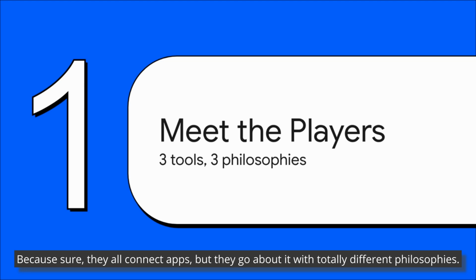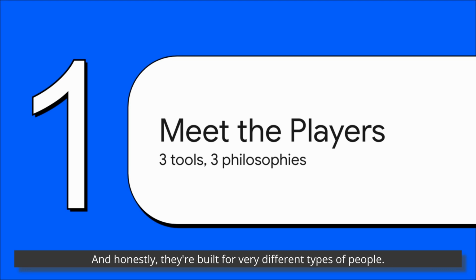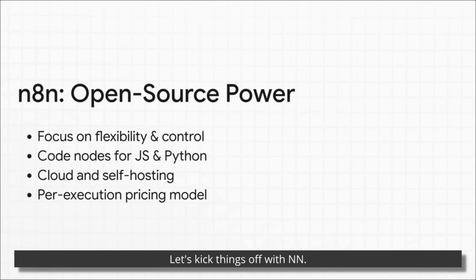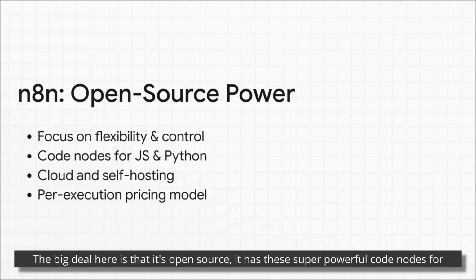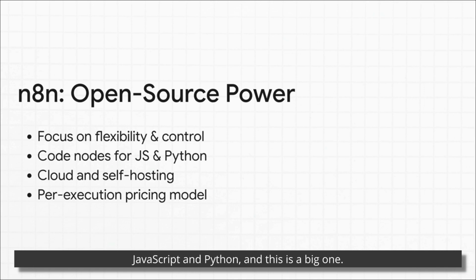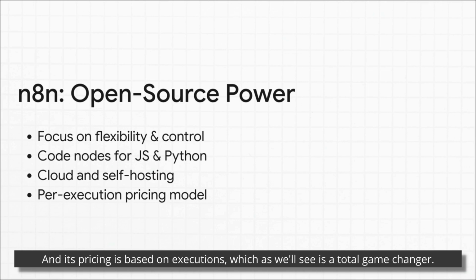Because sure, they all connect apps, but they go about it with totally different philosophies. And honestly, they're built for very different types of people. Let's kick things off with n8n. Think of n8n as the open source powerhouse. It is all about flexibility and control. The big deal here is that it's open source, it has these super powerful code nodes for JavaScript and Python, and, this is a big one, you can host it yourself. That gives you maximum control of your data. And its pricing is based on executions, which, as we'll see, is a total game changer.